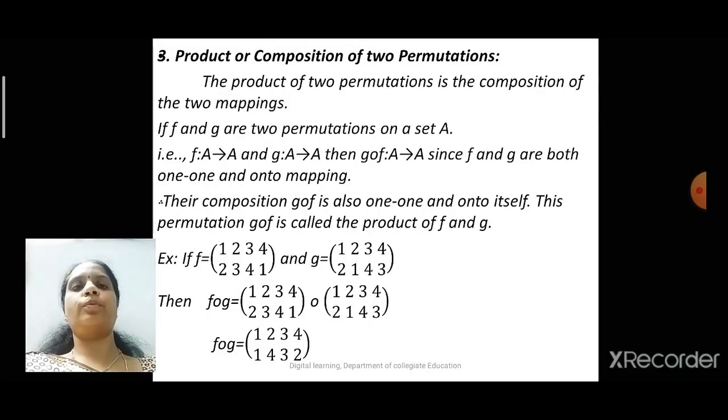Next, the product or composition of two permutations. This is an important one. The product of two permutations is the composition of two mappings.